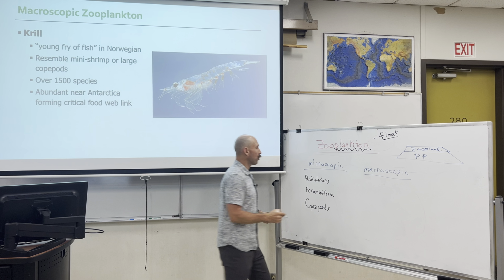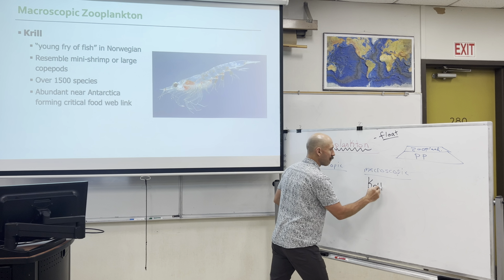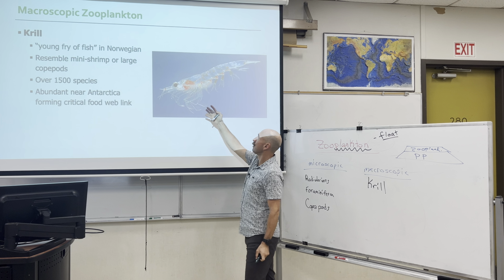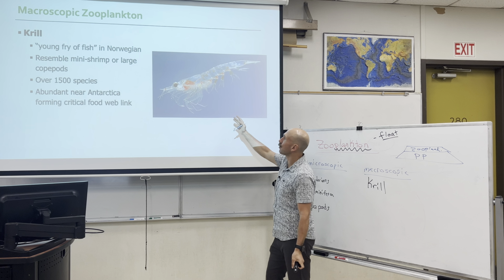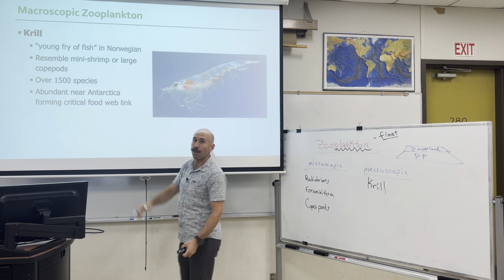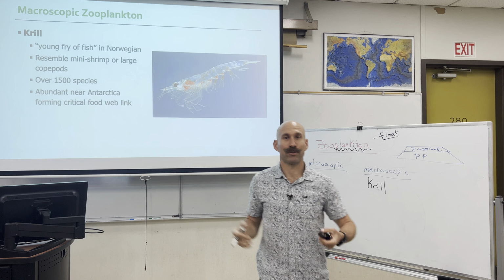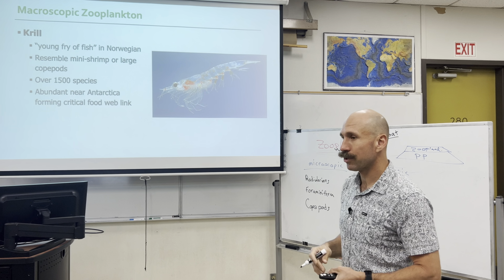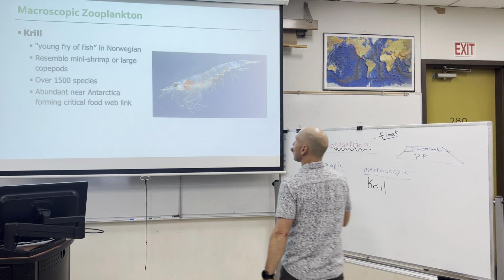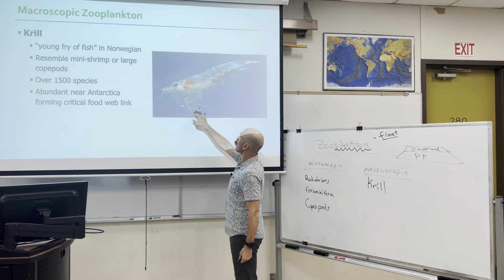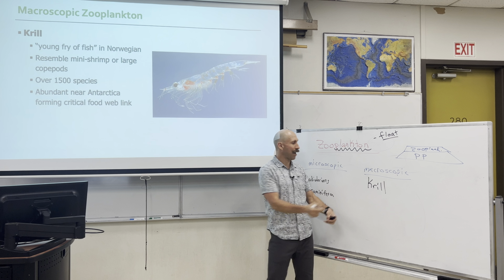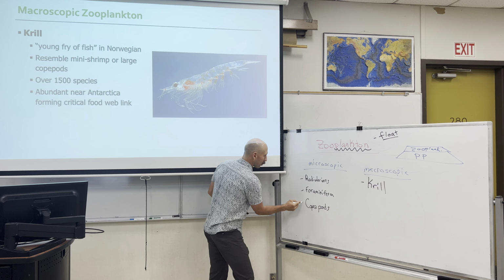Okay, so let's keep going. Now we've got macroscopic, which means we can see them. We can pull this little critter up. Krill are, it's a word that means young fry of fish. Very abundant in Antarctica, forming a critical food web link there. Whales, marine mammals which are pelagic animals, migrate in Antarctic and Arctic summer times in order to feast on krill, which are kind of like copepods, but we can actually see them. They're macroscopic.